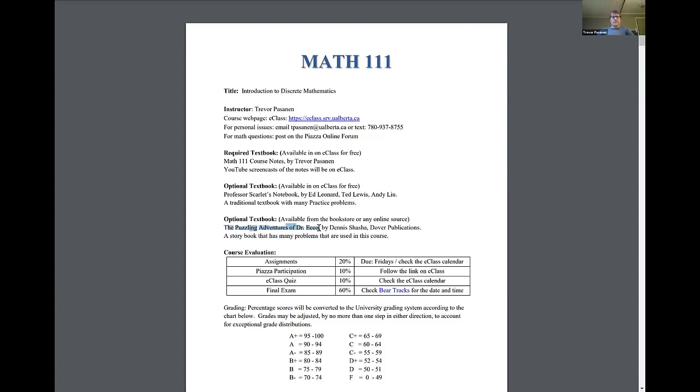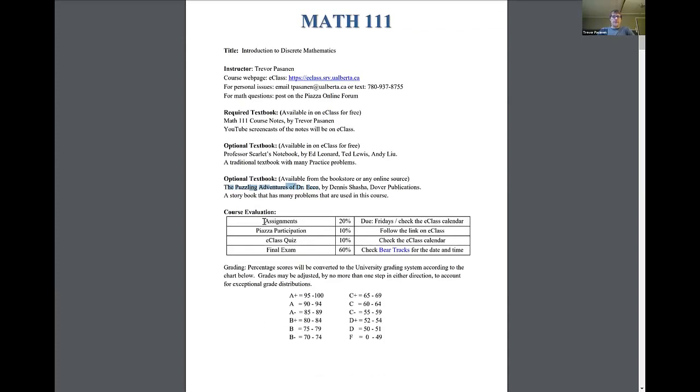Okay, so we'll have assignments. There'll be 4 of them, each worth 5% of the course. And they'll be due on some Fridays, not all Fridays, just 4 Fridays throughout the semester. And then we'll have some Piazza participation grade worth 10%. We'll discuss that right away. And then we'll have a quiz that kind of replaces the midterm. And then there'll be a final exam.